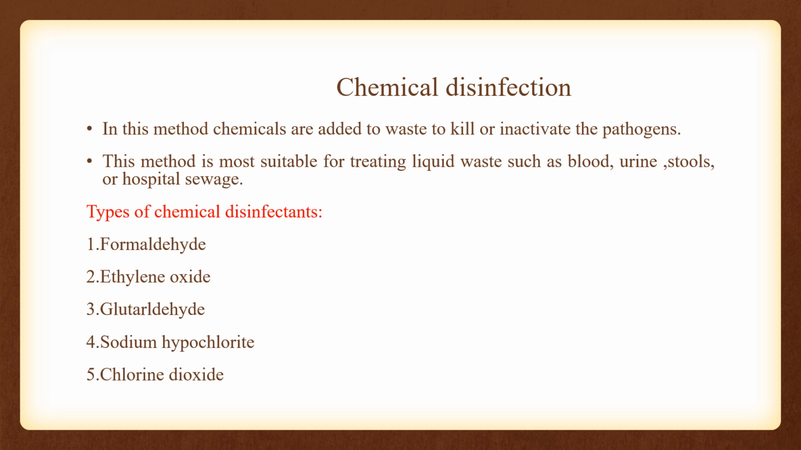Shredding or milling of the waste is usually necessary before disinfection, and powerful disinfectants are required, which are themselves hazardous and should be used only by well-trained personnel. Only the surface of intact solid waste will be disinfected. So what are the different types of chemical disinfectants? They are formaldehyde, ethylene oxide, glutaraldehyde, sodium hypochlorite, chlorine dioxide.